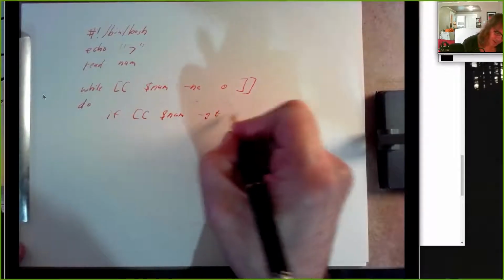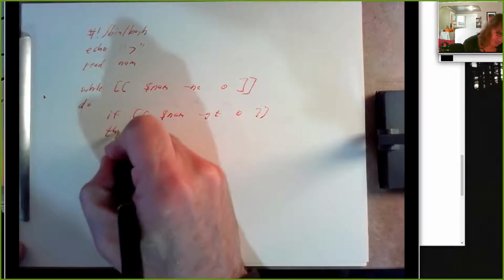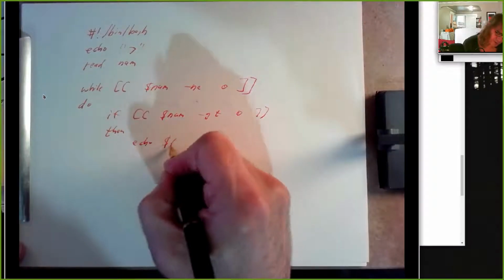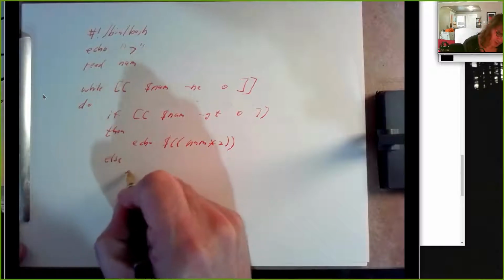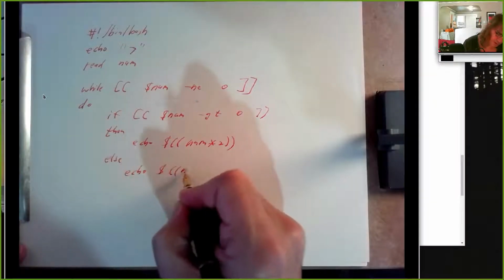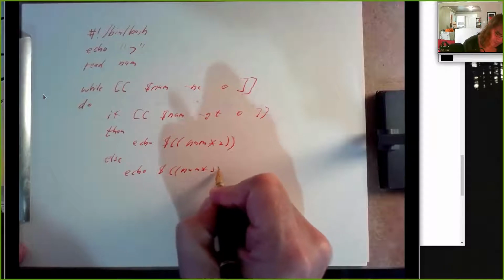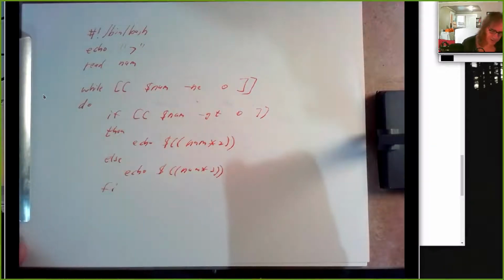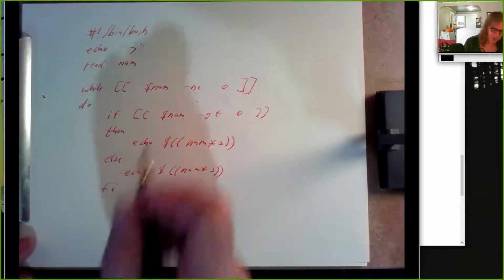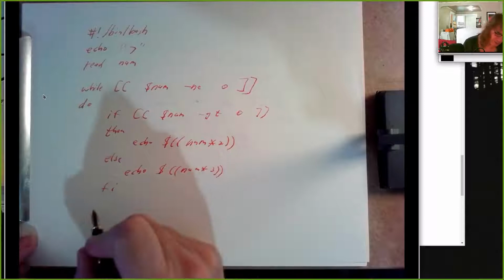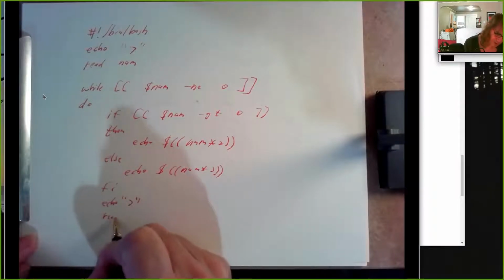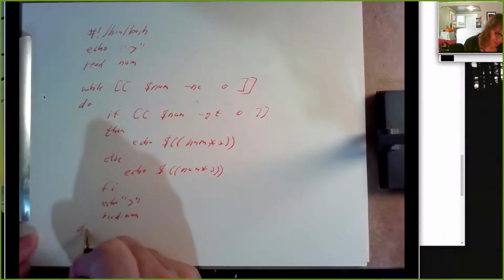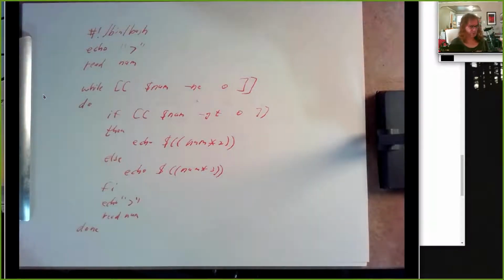If num is greater than 0, then echo num times 2, else echo num times 3. End of the if statement. It can't be equal to 0 because if it was, we wouldn't be in this loop. So those are our only conditions. And then echo a prompt and read a number. And then that's the end of our loop.